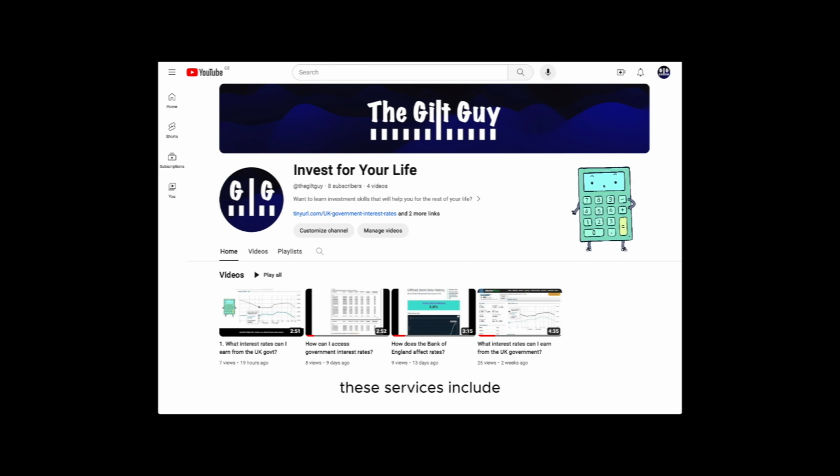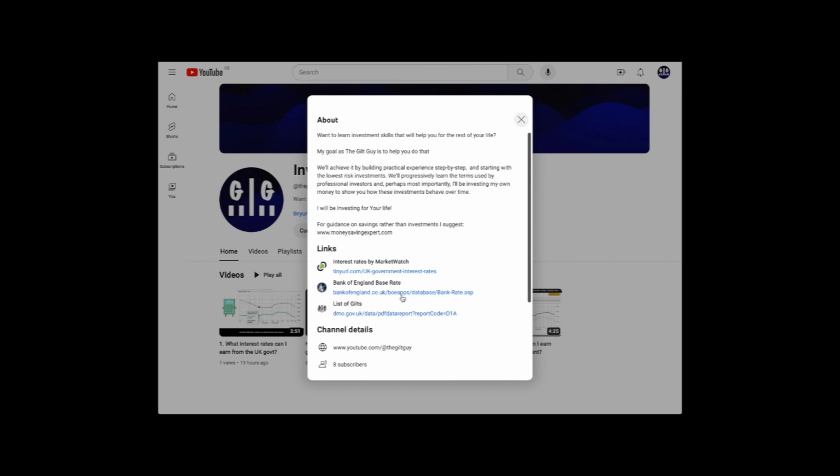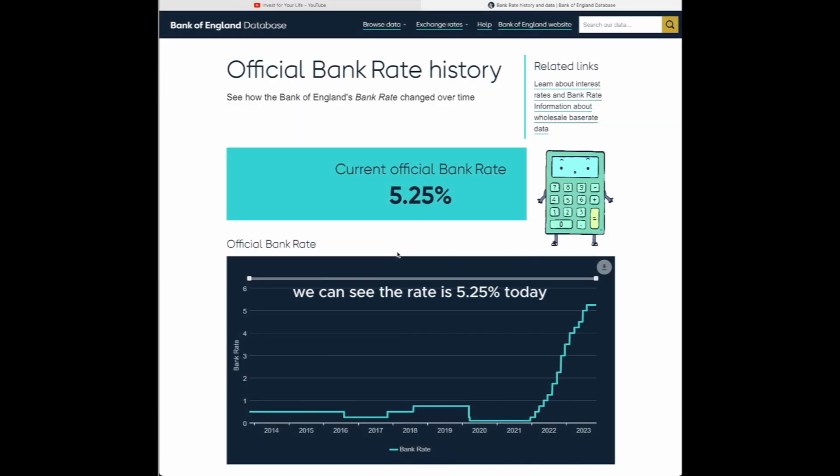These services include holding money for them and paying interest on it, as well as lending money to them and charging interest on that. The base rate is the interest rate that the Bank of England uses for these purposes. On our channel page you can follow the link to see the latest base rate, so let's go there now. We can see the rate is 5.25% today.